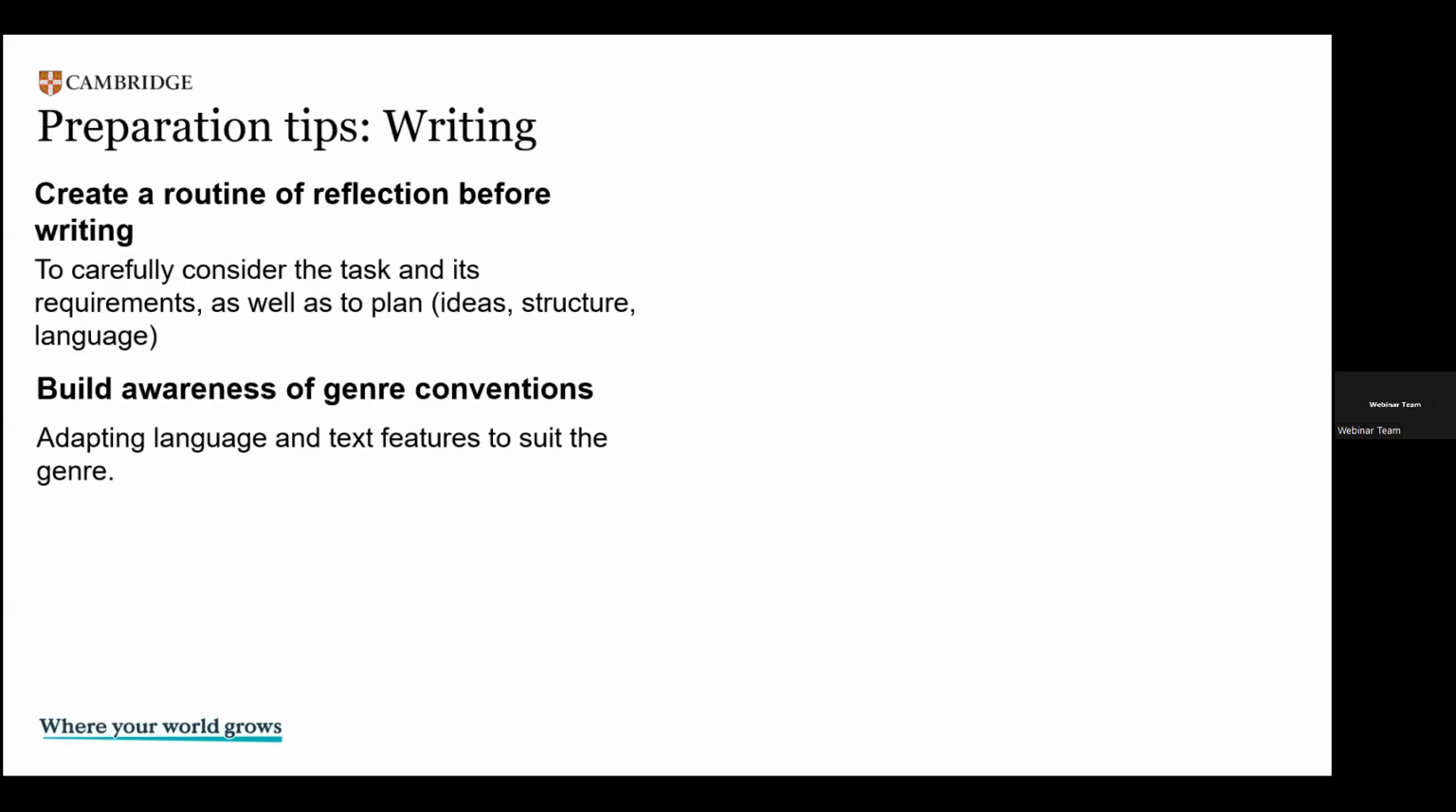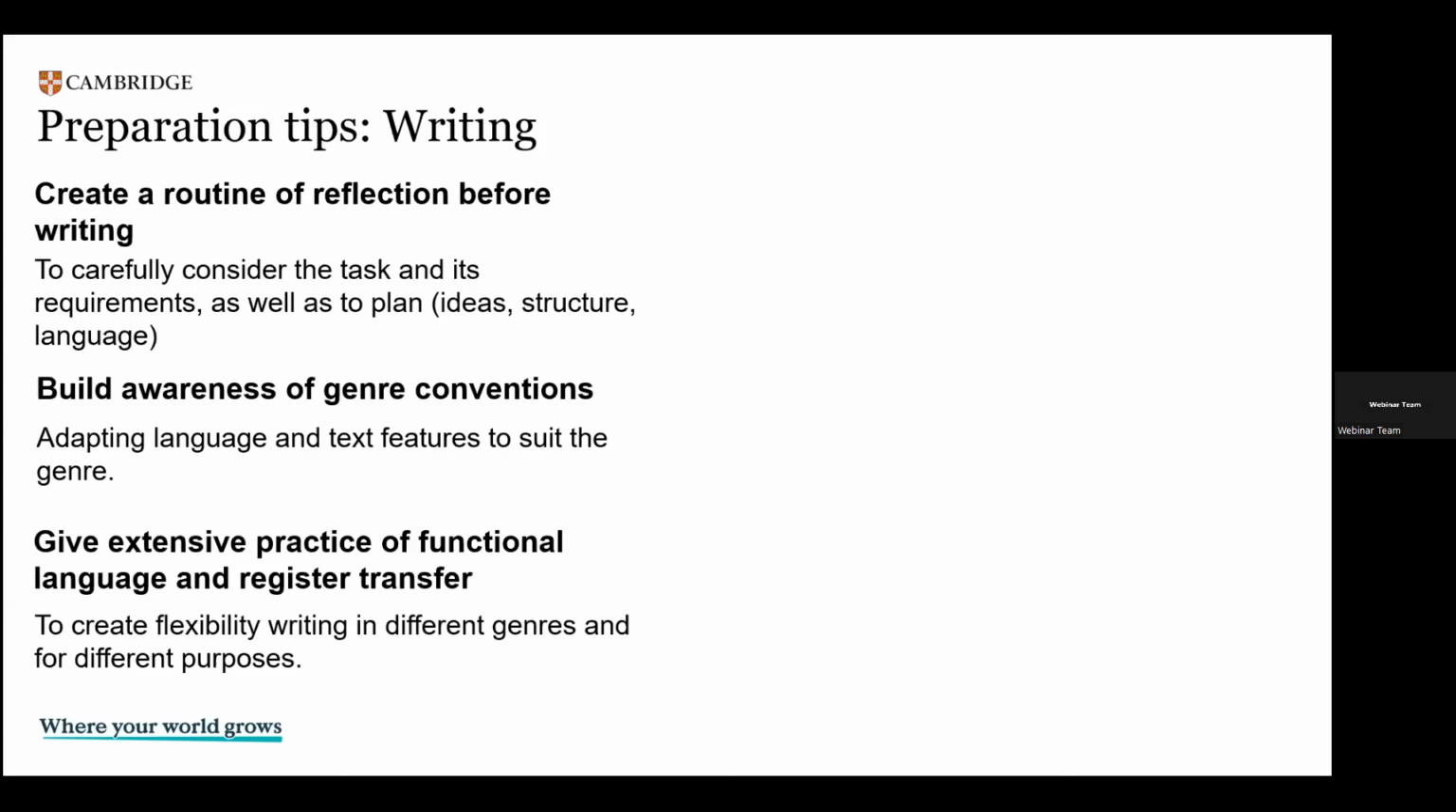By reading different types of text, you'll be able to understand the different requirements of different text types. Okay. And practice using functional language and look at different registers. Read something which is more popular, and also read the same piece of news in a more serious newspaper, for example. Okay.